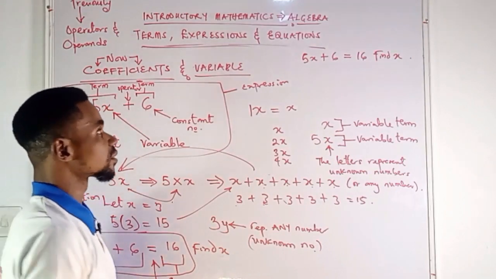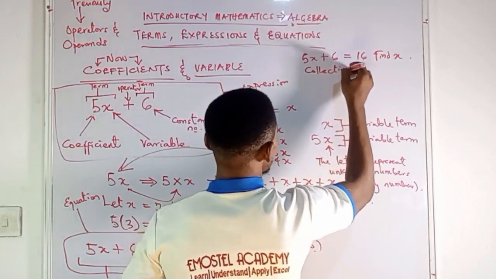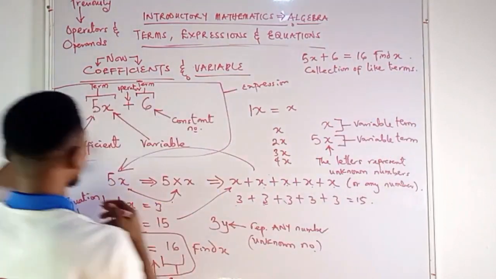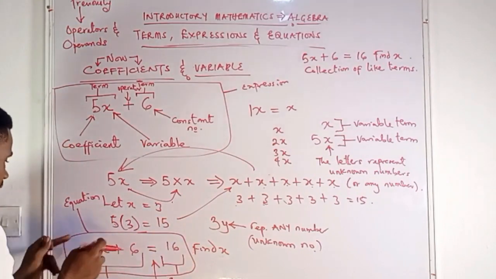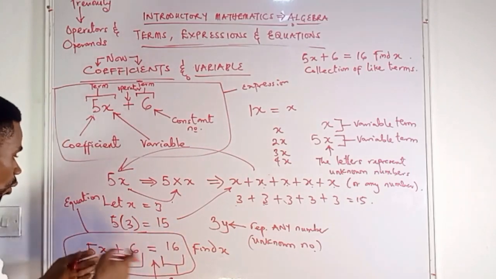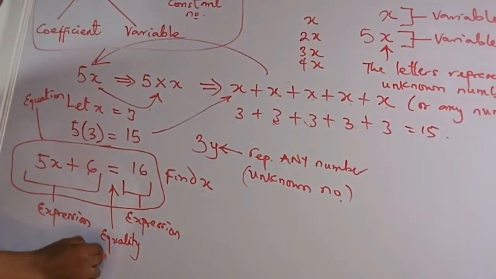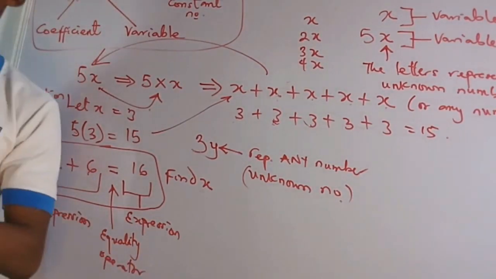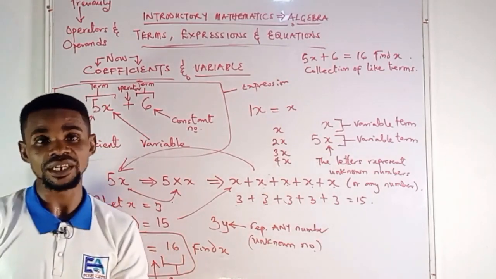To get the value of x, we just have to collect what we call like terms. I told you earlier that this is a term, this is a term, even here too, this is also a term, as far as it is separated with a sign or with an operator. This one is also an operator, so we call it the equality operator. Every sign in algebra is an operator: plus sign, minus sign, division sign, equality sign, inequality sign, all of them are operators.